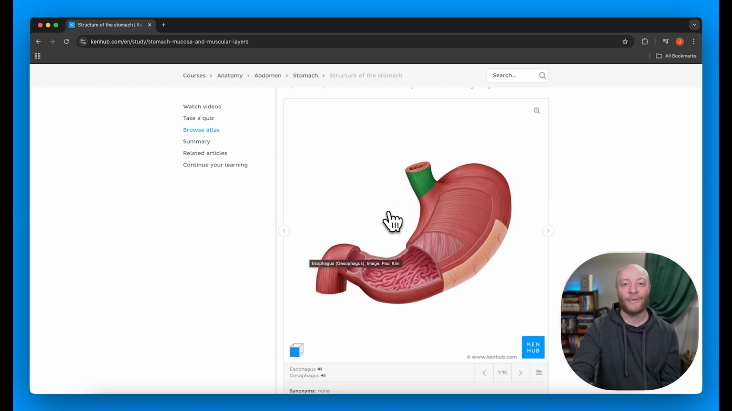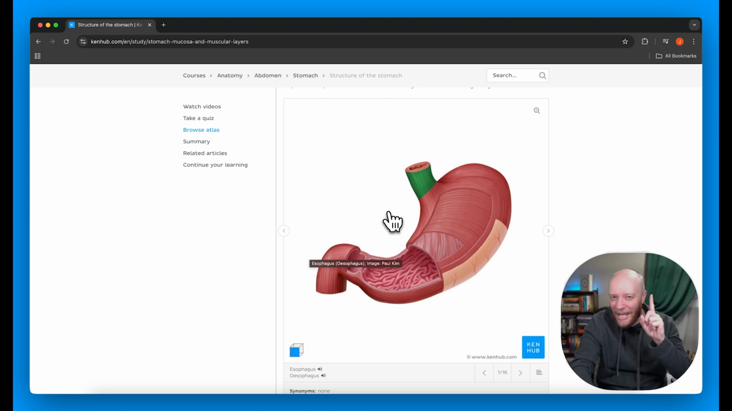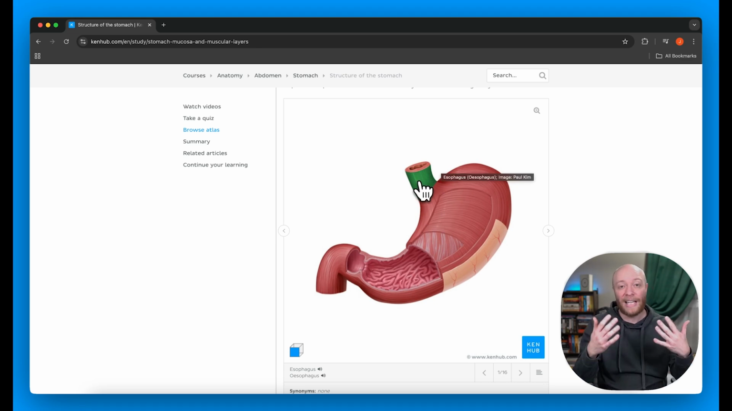So this is an anterior view, meaning that you're looking at the stomach as though you're looking at my stomach. But the way you know that this is an anterior view is this little cube down here. This forwardmost face is highlighted blue, and that tells you that it's an anterior view. If it was highlighted on the side, that'd be a lateral view, or if it was highlighted on top, that'd be a superior view. The other thing to take note of is that the green highlighted portion is highlighting the segment that you're talking about in that particular image.